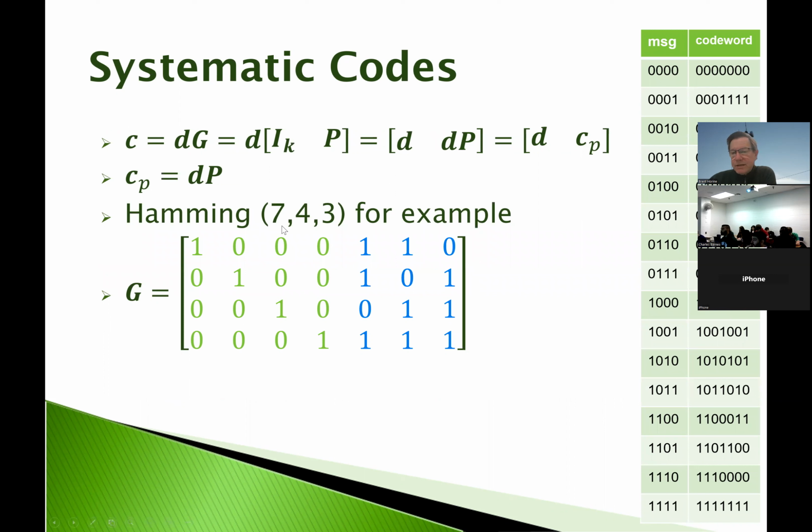This is the Hamming 7,4,3 code, and I'm going to ask you to work with this particular code in the homework assignment. In fact, you'll see when you look at this presentation that some of the answers are right here on the slide. What we're going to do is take this generator matrix and multiply the data vector by that G, and that's going to produce our C, our code word.